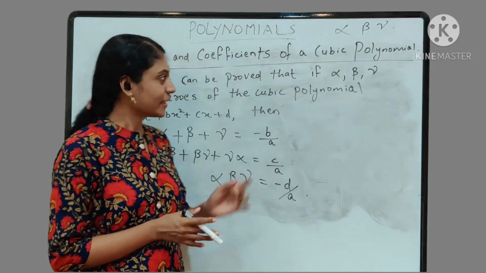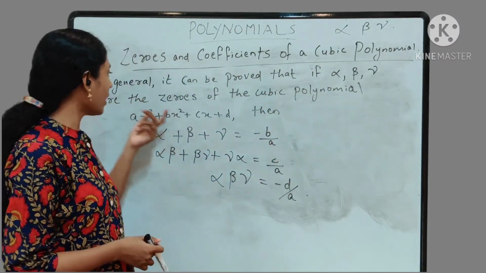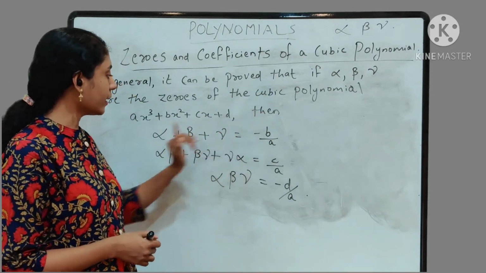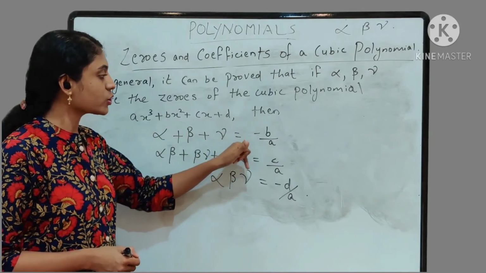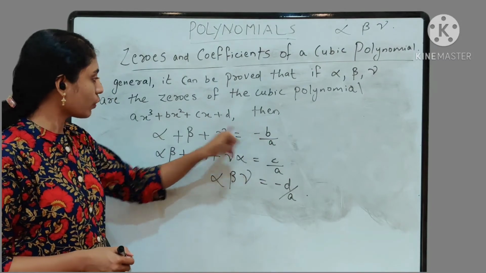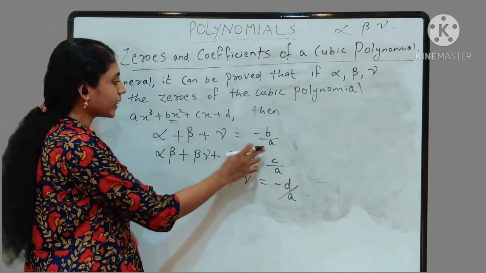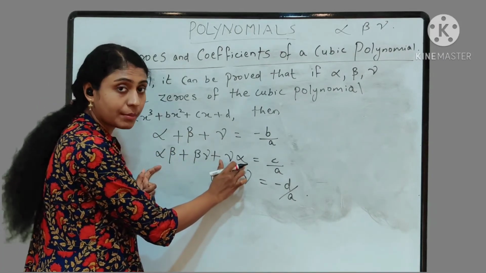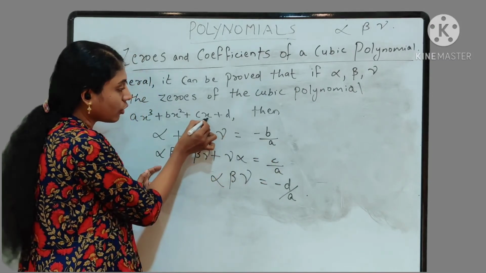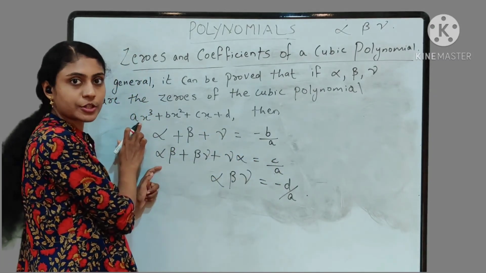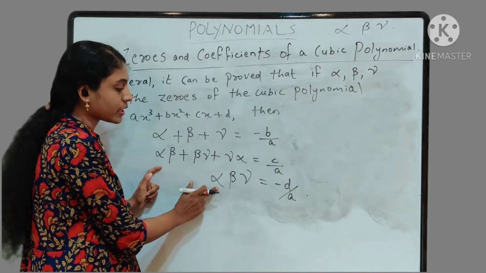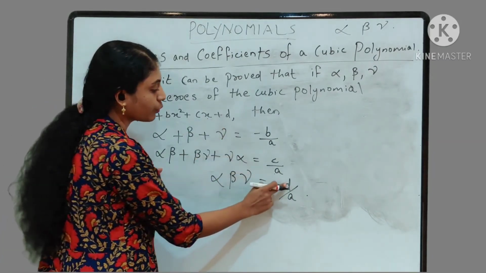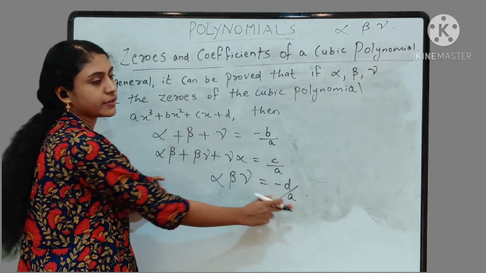So friends, in general, it can be proved that if alpha, beta, gamma are the zeros of the cubic polynomial ax cube plus bx square plus cx plus d, then alpha plus beta plus gamma is equal to minus b by a. Minus b by a means negative of coefficient of x square divided by a, the coefficient of x cube. Now alpha beta plus beta gamma plus gamma alpha equal to c by a. What is the c? Coefficient of x divided by a, the coefficient of x cube. And the product of these zeros, alpha, beta, gamma, is equal to minus of d by a. What is d? Constant term. So negative of d, constant term divided by coefficient of x cube, that is a.